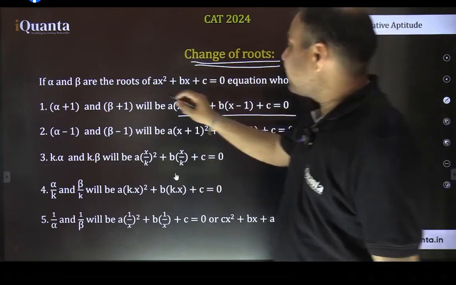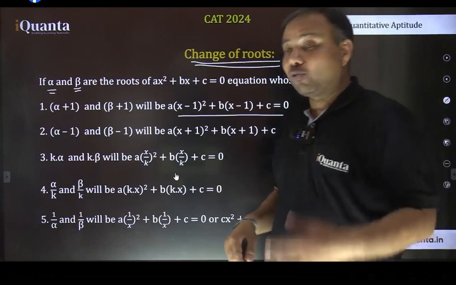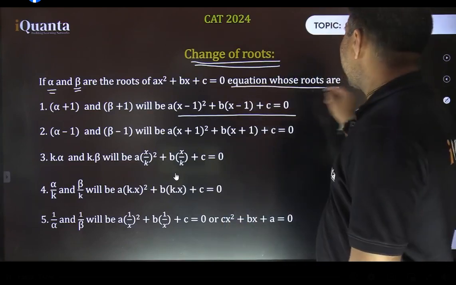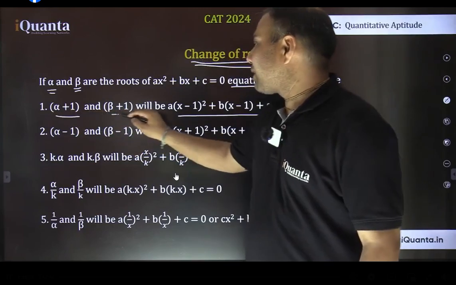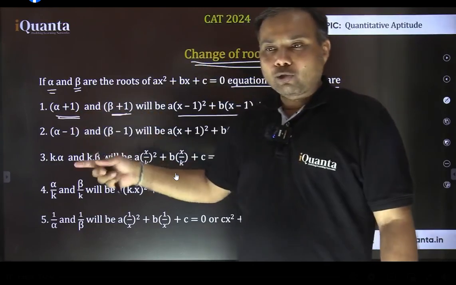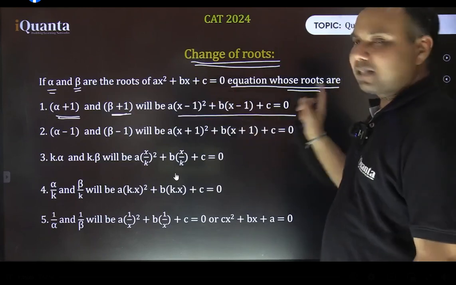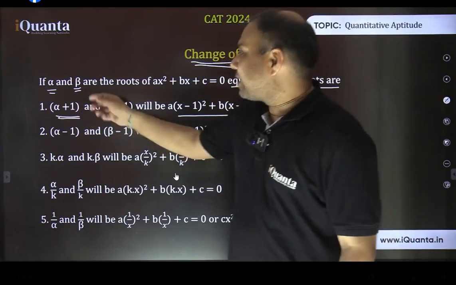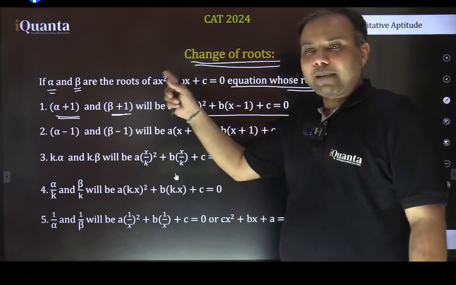So we know that there is a quadratic equation whose roots are alpha and beta, and the question asks us to frame a new equation whose roots are given in some particular cases. So here, one root is given as alpha plus 1, another is beta plus 1. So both roots are basically increased by 1. So the new equation would be a times (x minus 1) square plus b times (x minus 1) plus c. So basically, if both roots are increased by 1, we need to subtract 1 from x. So we need to just replace x by x minus 1.